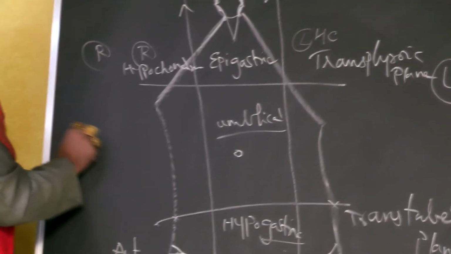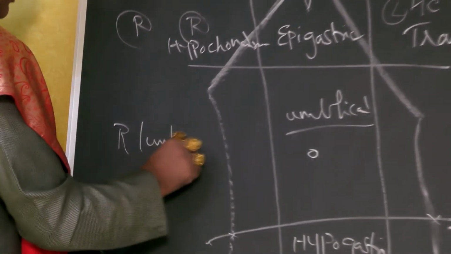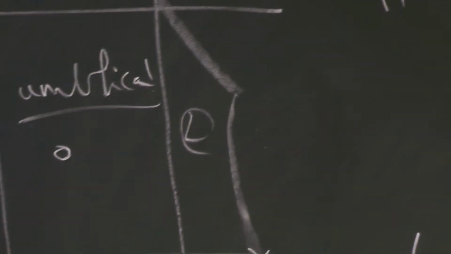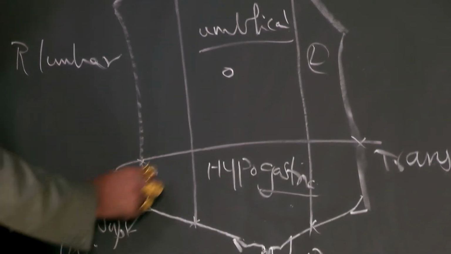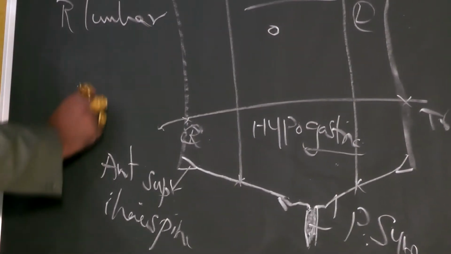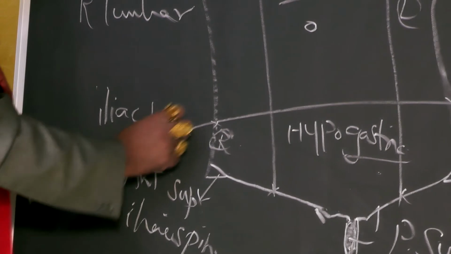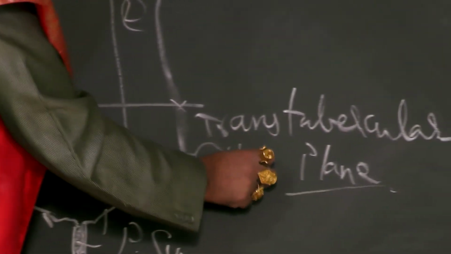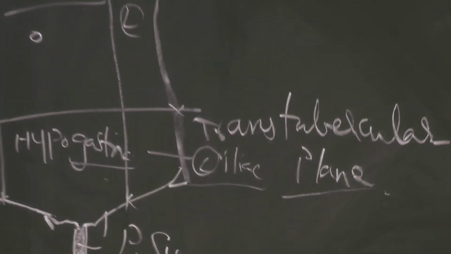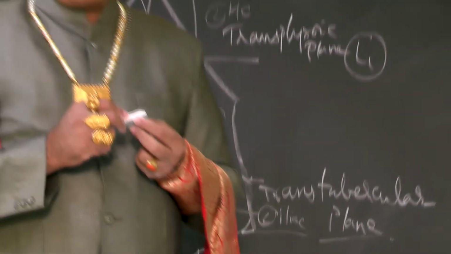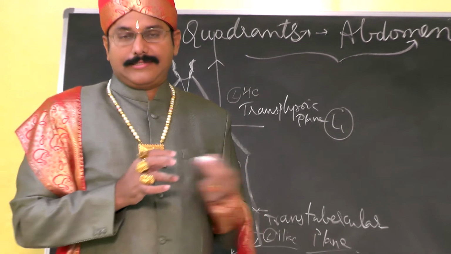Here you have the right lumbar region, and in the same way here the left lumbar region. This is the right iliac fossa or iliac region, and in the same way, this is the left iliac region or iliac fossa. So we have the 9 quadrants of the abdomen like this.